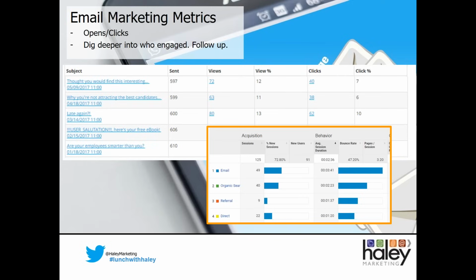But what we want to do is dig a little bit deeper. We want to find out exactly who clicked on that content. I shared that example earlier of using a top candidates mailing, and people clicked on those top candidates when we were skill marketing people.